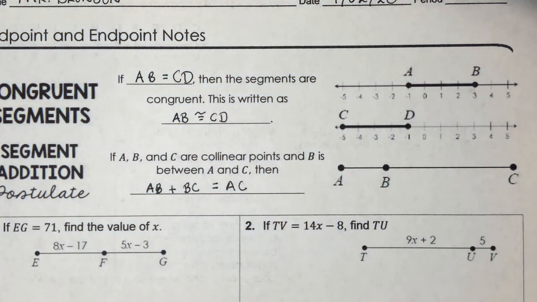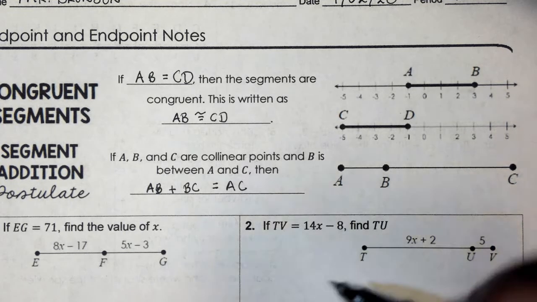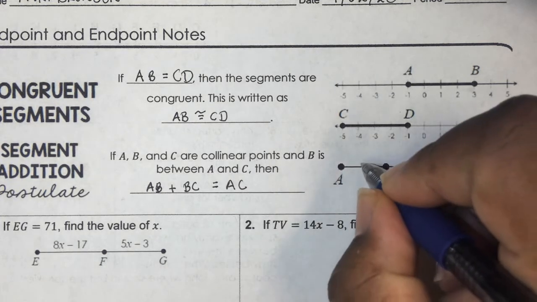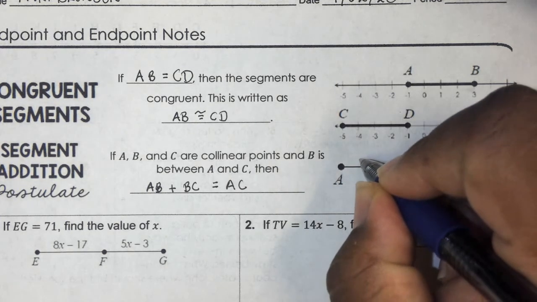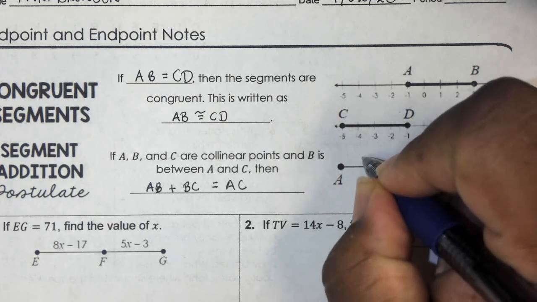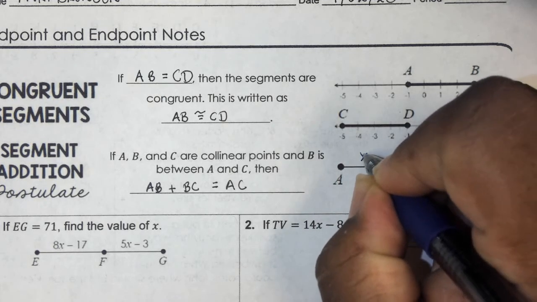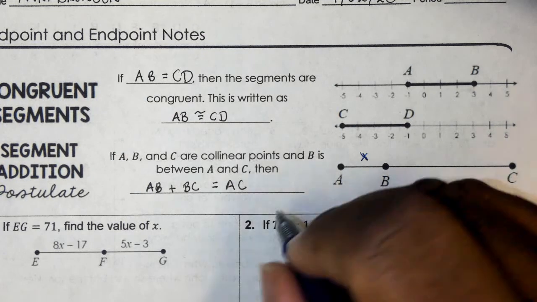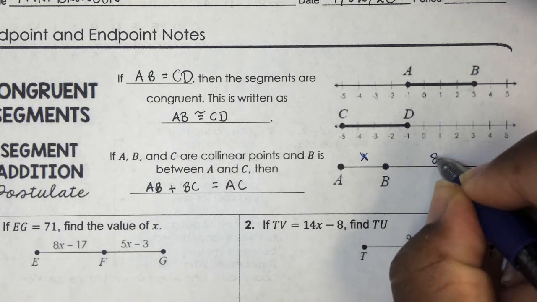If you can understand that postulate, you should be able to solve and write equations based off of that. Now, for example, let me do a simple equation with you first before we get down into our notes down here. On this, say if I call segment A to B, say if I say that length is X. And then I tell you from B to C is 8.